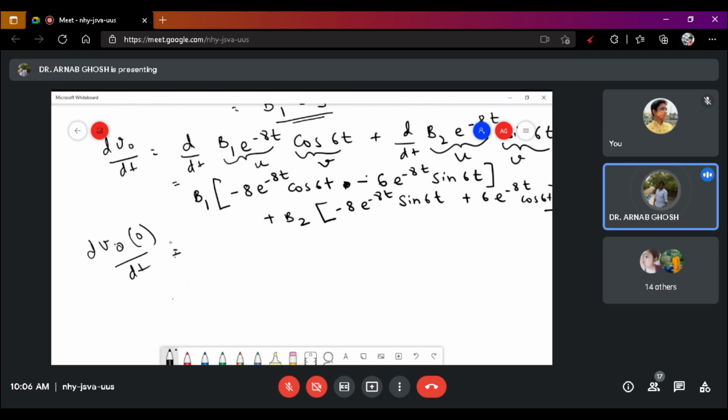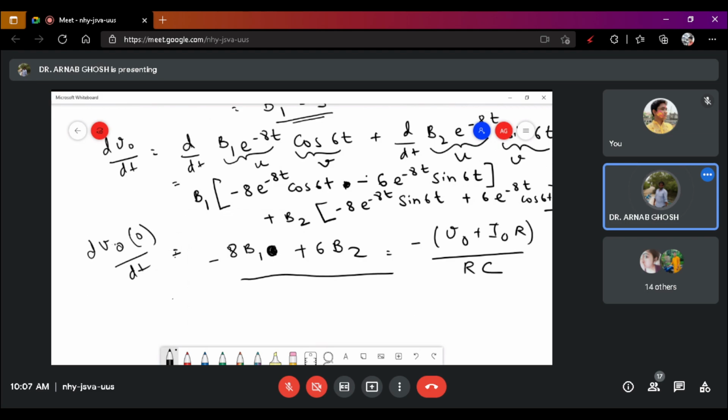All the sine terms will be equal to 0. So this is 0, this is 0. So you are left with minus 8 b1, e to the power minus, so this is 0, minus 8 b1, this term is 0, and this will be again you are left with plus 6 b2. So you are left with this, and this is equal to minus v0 plus I0 R upon RC. Understood?